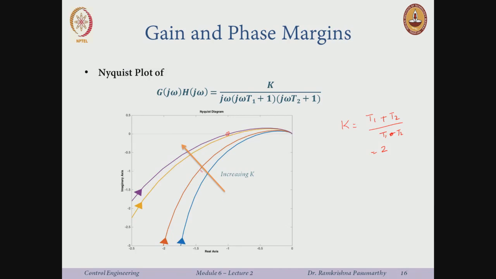So, as gain k increases, my Nyquist plot shifts to this side, and I am reaching closer and closer to minus 1. This was my omega 2 there, and now I am here. Okay. So, this just shows you how the plot changes with varying gain k, and how to quantify that. Well, that is this one.